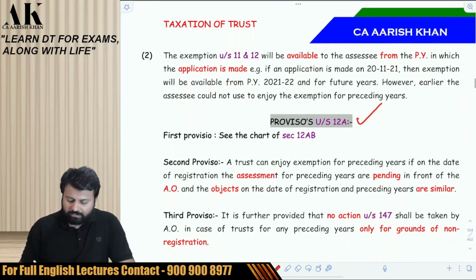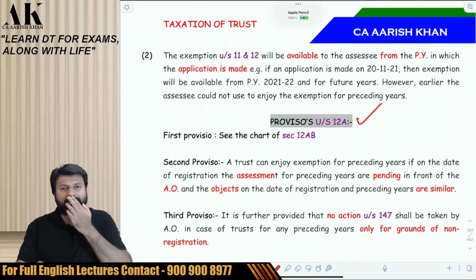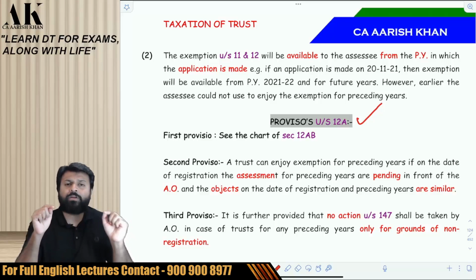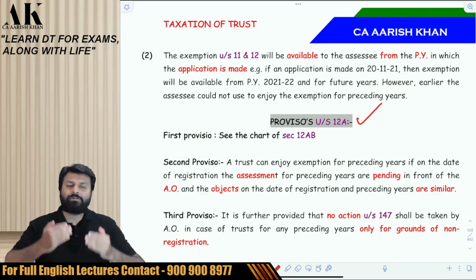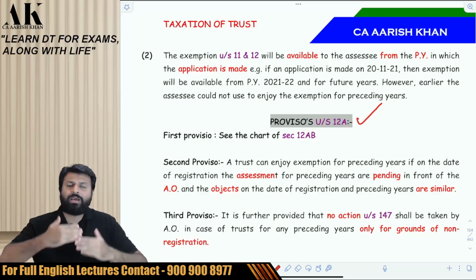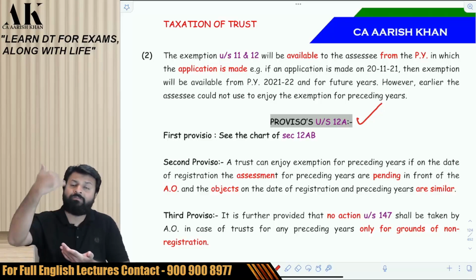Now, there are certain provisos below this, which say, listen carefully. Suppose I make an application in the current year, from when will I get exemption? From the current year itself. Suppose I make an application in 21-22, from when will I get the exemption? As per Section 12A, you will get exemption from the year in which you make the application. So if I make an application in 21-22, I can enjoy exemption for 21-22 and future years.